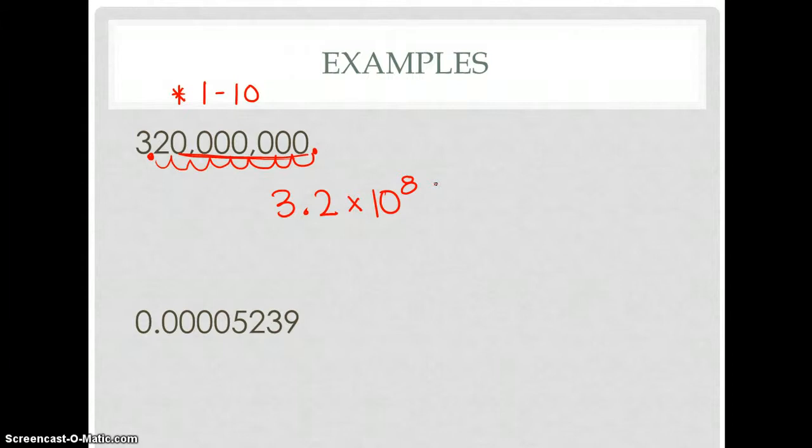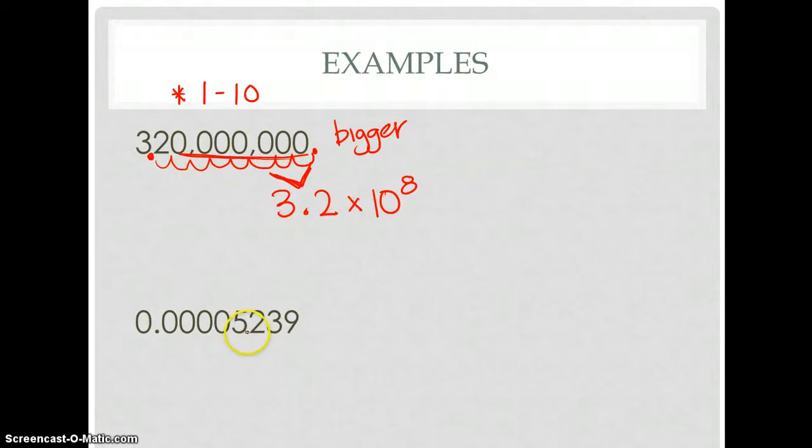So 3.2 times 10 to the 8th, and this is a positive number because this number got bigger. If I compare 3.2 to 320 million, 320 million is larger. We're going to move that decimal point to the right when we're making 3.2 into 320 million. So that's going to be a positive number.